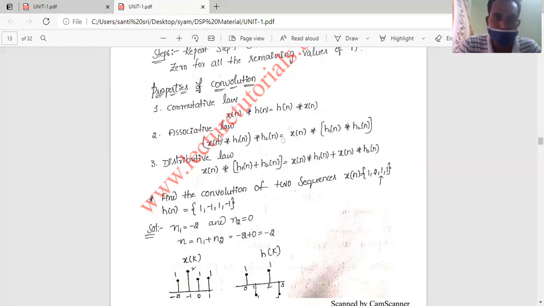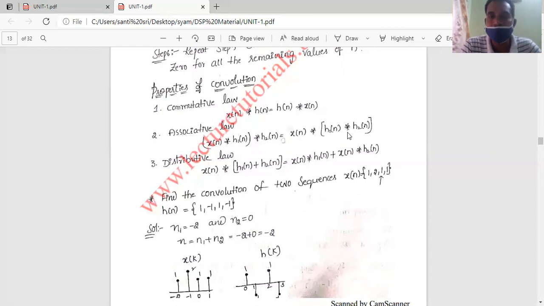The next one is the associative law. That is, x of n convolved with h1 of n, whole convolved with h2 of n, will become x of n convolved with h1 of n convolved with h2 of n.